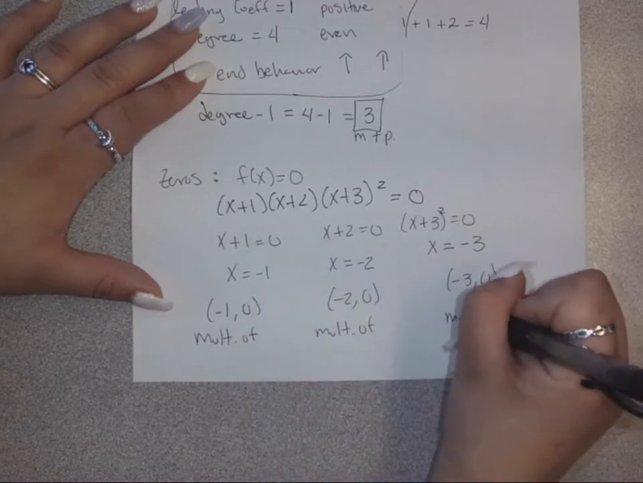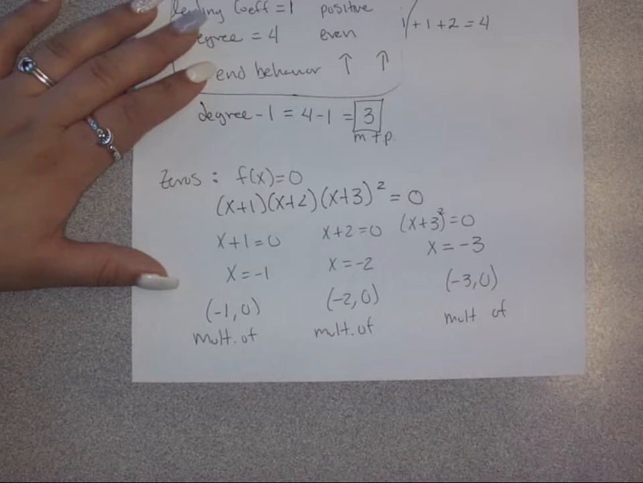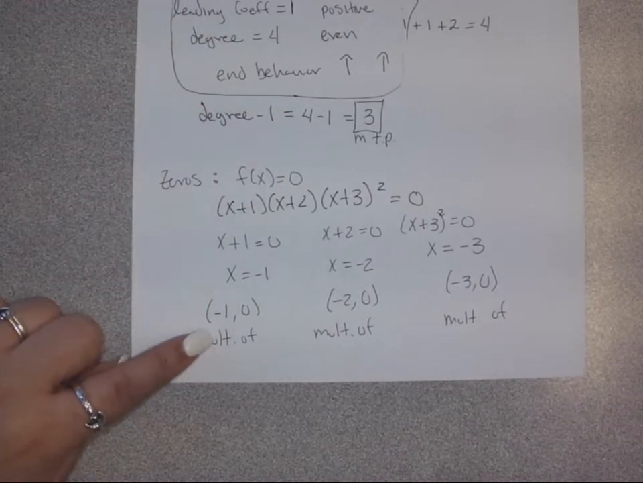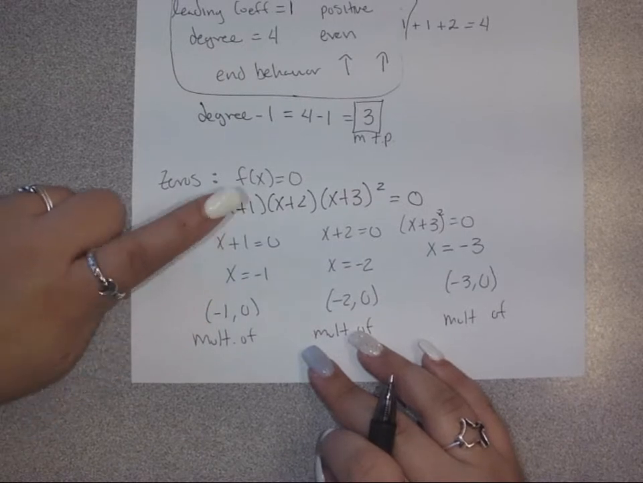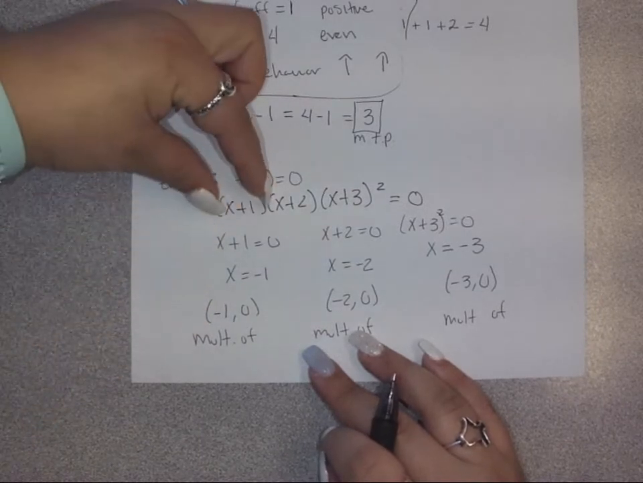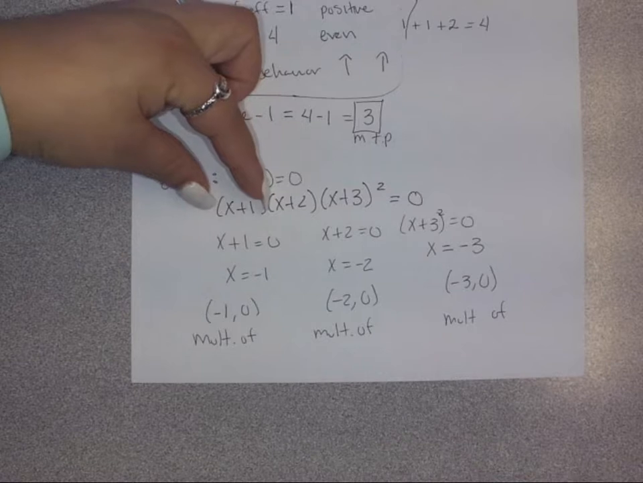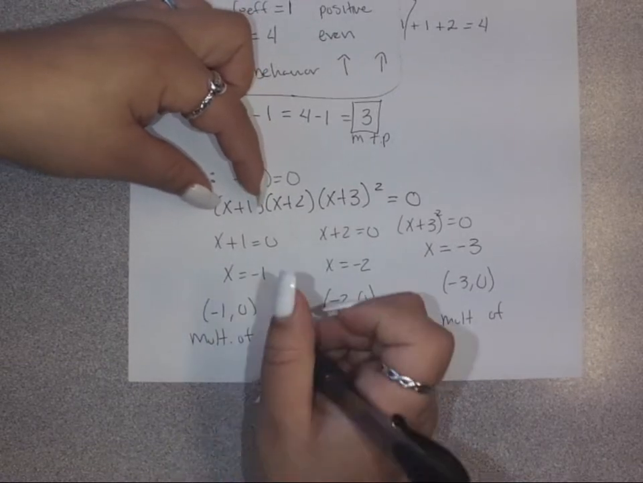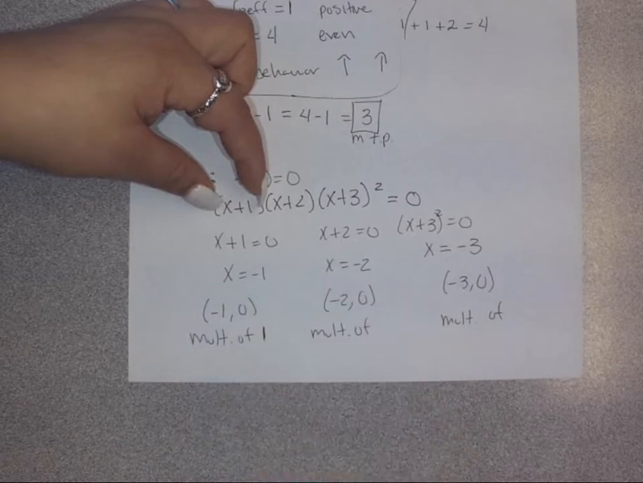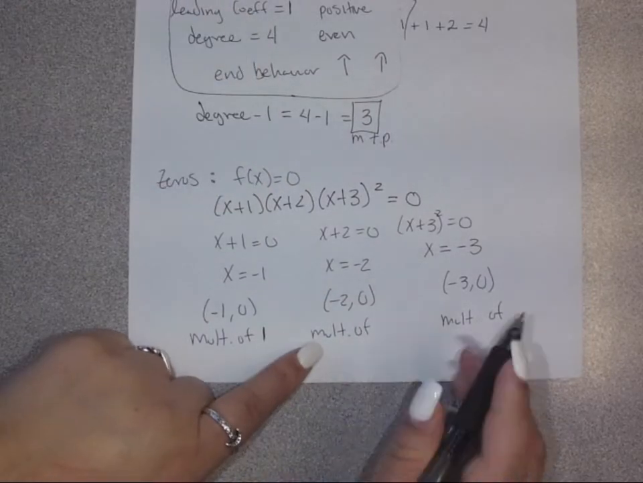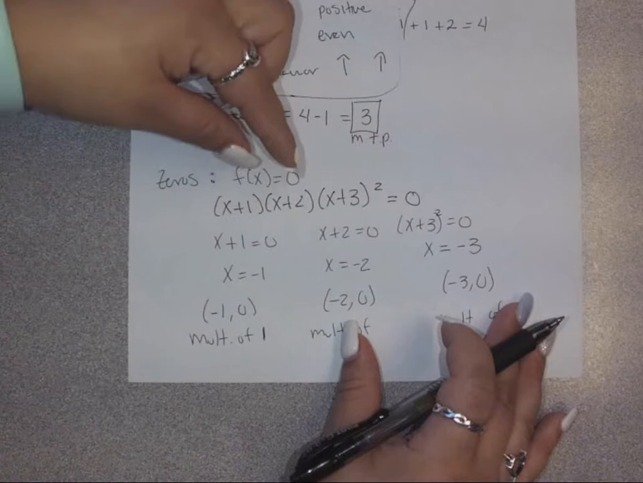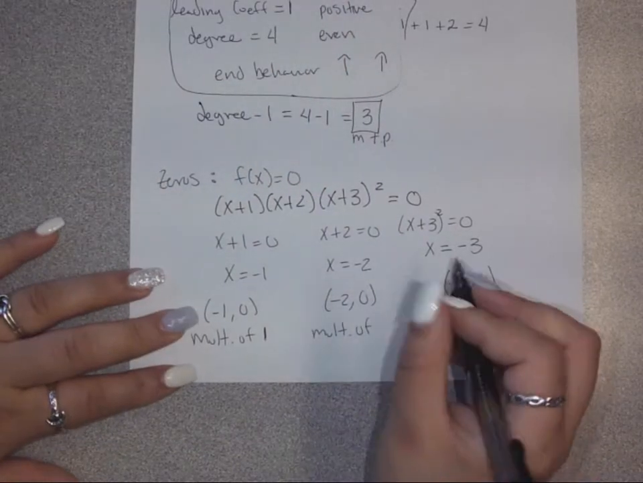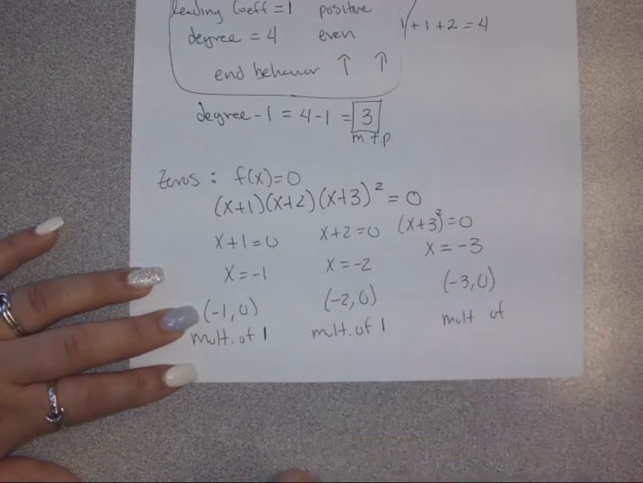The multiplicity simply means how many times the factor occurs where the zero comes from. So this solution came from this factor, so you look at the factor. How many times was the factor occurring? In this case, the factor only happened once, so we say it has a multiplicity of 1. Now you move on to the next one. This zero came from this factor. This factor of x plus 2 is only happening once, so we say it has a multiplicity of 1.